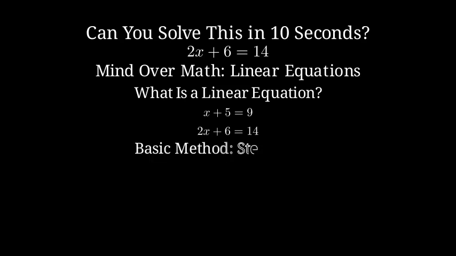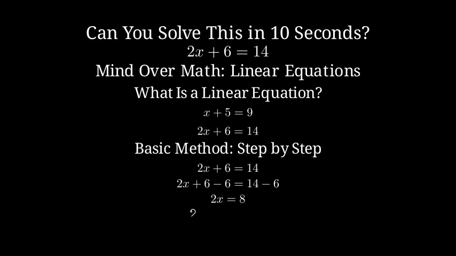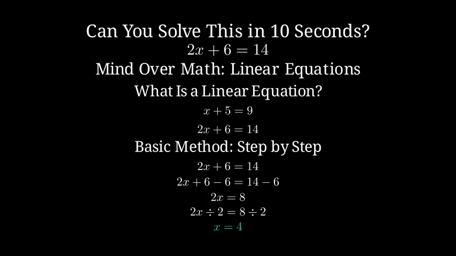Let's start with a basic example. 2x plus 6 equals 14. Step 1. Isolate the variable term. We remove the plus 6 by subtracting 6 from both sides. 2x equals 8. Step 2. Divide by 2 to get x alone. x equals 4. And that's your answer.